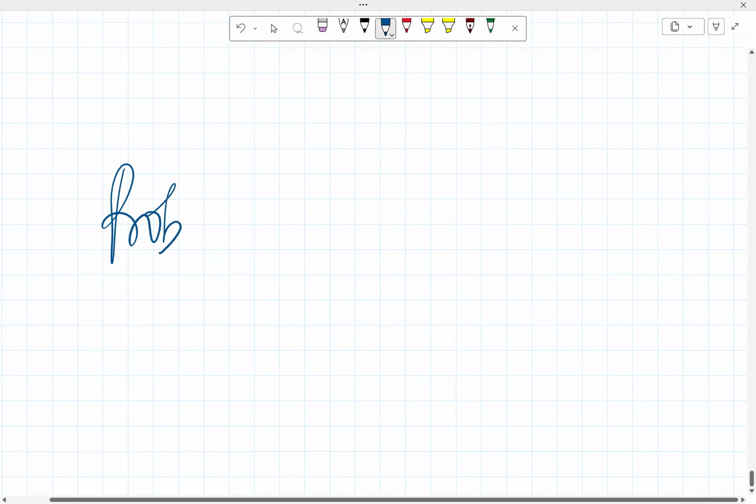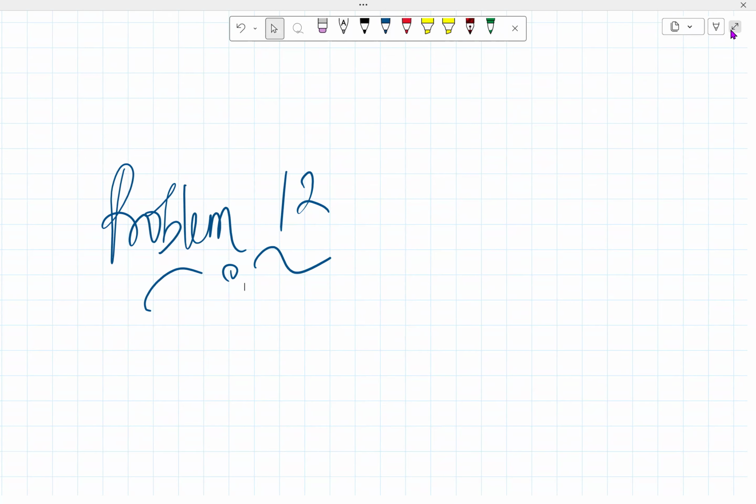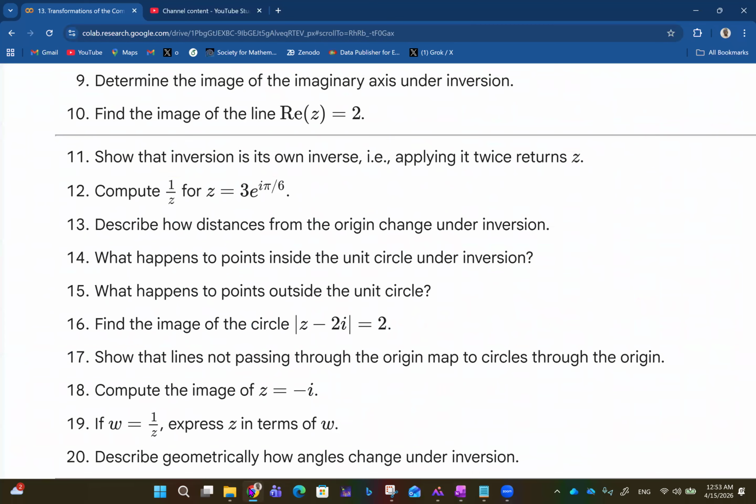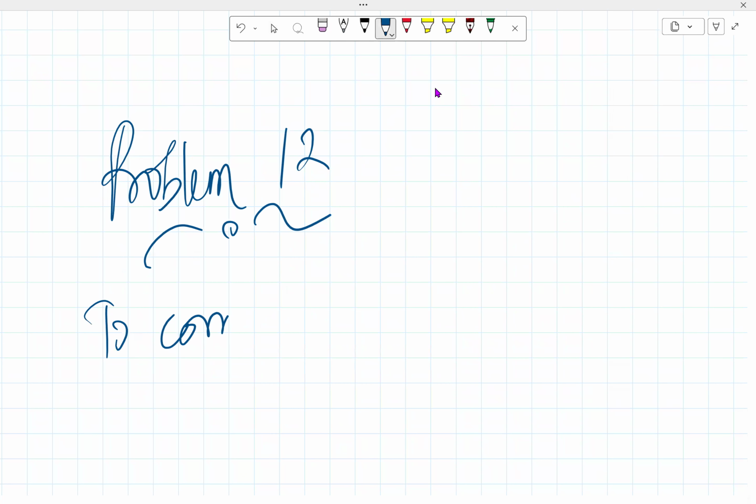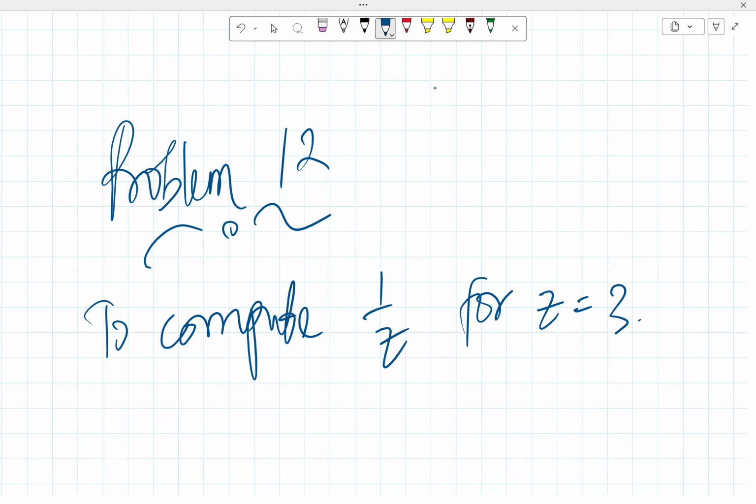Problem 12. So I go back to see that problem 12. Problem 12 says compute 1 over z for z equals 3e raised to i pi over 6. So to compute 1 over z for z equals 3e raised to i pi over 6.